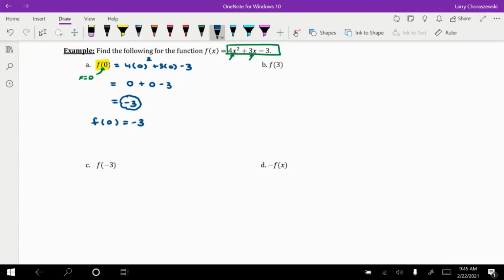Let's go ahead and plug 3 into the function. That's going to be 4 times 3 squared plus 3 times 3 minus 3. Now, if you're going to simplify this by hand, you want to follow the order of operations. And PEMDAS would tell us to square the 3 first. So the first term turns into 4 times 9. If you want, we can probably knock this out at the same time. 3 times 3 is 9, minus 3. So we're looking at 36 plus 9 minus 3. That's going to be 45 minus 3, giving us 42. That would be our output.